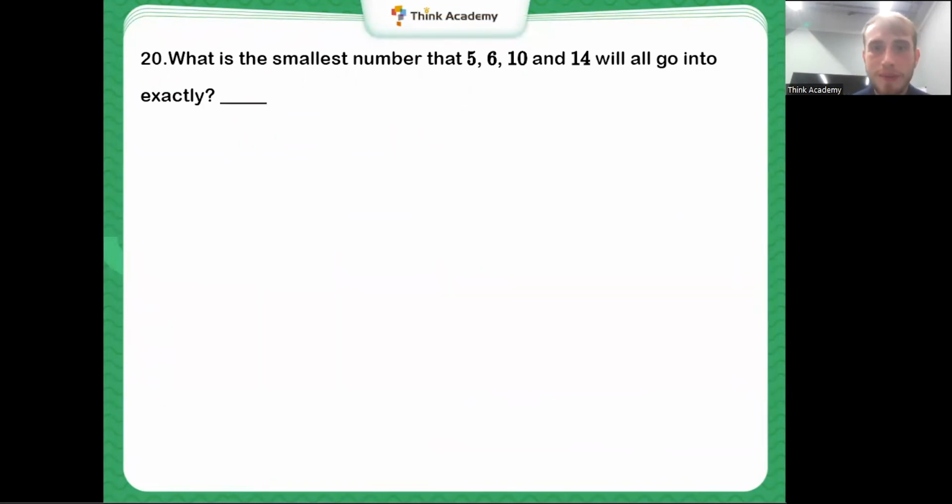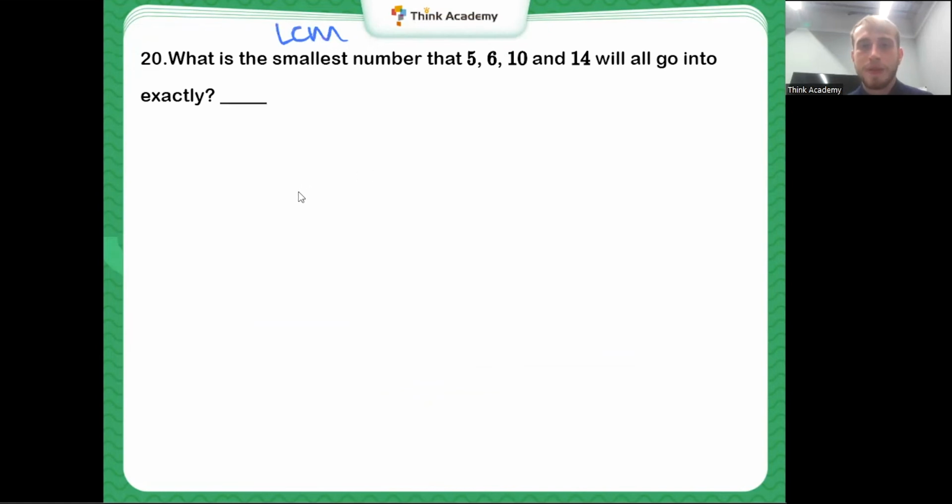LCM, what is the smallest number that 5, 6, 10, and 14 will all go into exactly? Now, this doesn't mention the LCM, but the smallest number that these will all go into, so it's looking for a multiple and it wants the smallest one. So we need to find the LCM.